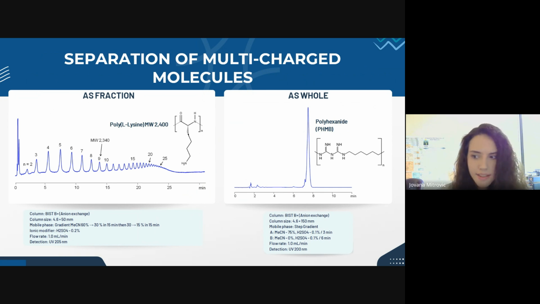We don't need high salt concentration or complex buffers to elute multi-charged molecules, which are often required in traditional modes, especially in ion exchange. So that makes BIST easier to work with and highly effective for challenging examples. And together, these examples highlight the power of BIST to handle large, charged, and conformationally very flexible molecules, something that traditional chromatographic modes often struggle to achieve.